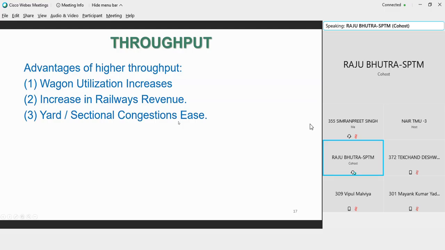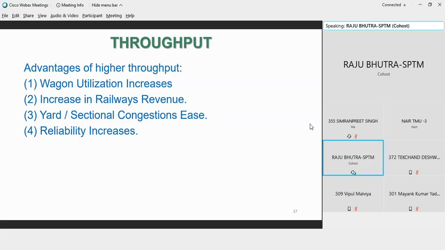Yard sectional congestions ease. Since we are able to move more number of wagons, our mobility will improve. The congestion in the yards, or the ineffective wagons lying in the yard, will reduce. And the congestion in the yards and section will also reduce. Reliability will increase. We'll be able to meet the customer demands.